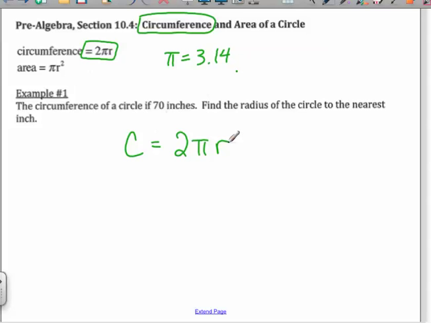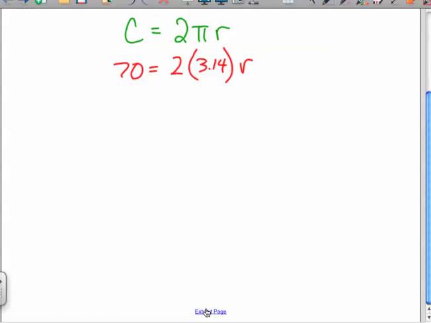Let's fill in what they told us. They said the circumference is 70 inches. So I'm going to put in 70 for circumference. 2 is itself. Pi is 3.14. And they want us to find the radius. Do you see now I only have one variable? And I want to find out what it is. So remember, when I'm solving, I always simplify first. So I'm going to get 70 is equal to 6.28 times r.